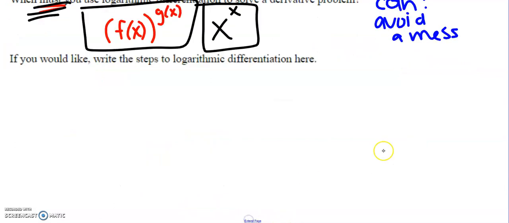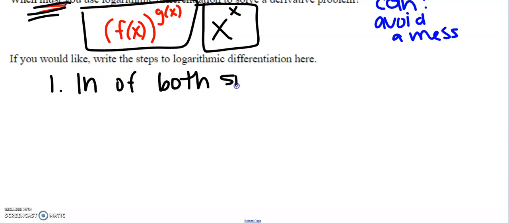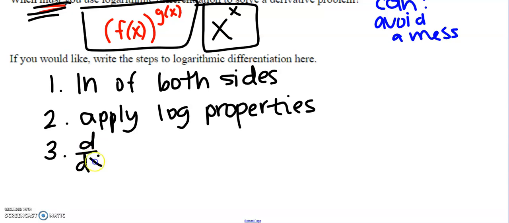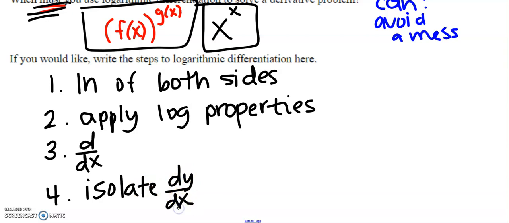If you would like, write the steps to logarithmic differentiation here. So, step 1. Natural log of both sides. Number 2, apply log properties, as many as you can. Number 3, take the derivative with respect to x. Be mindful of the arguments. Number 4, isolate dy dx. We're going to have a little bit of implicit differentiation going on in there as well.